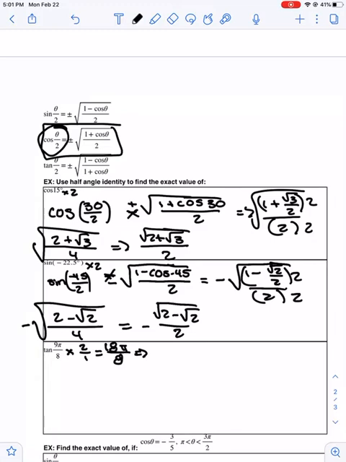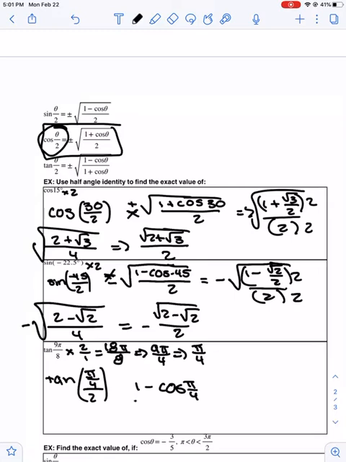And then if I simplify 18 pi over 8, I get 9 pi over 4, which is all the way around the unit circle and back to the first quadrant. So 9 pi over 4 is the same angle as pi over 4. Okay, so I'm going to plug it into that formula for tan pi over 4 divided by 2.